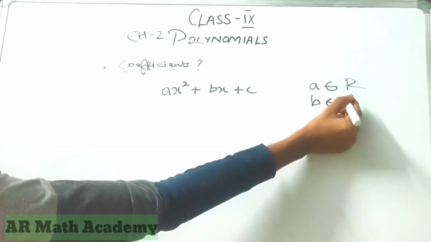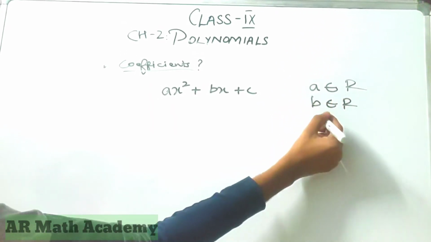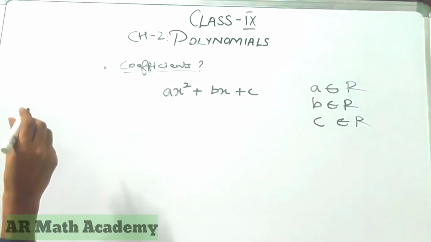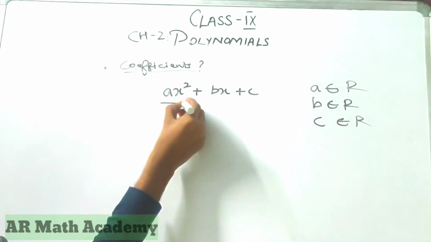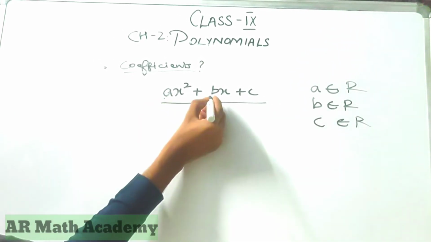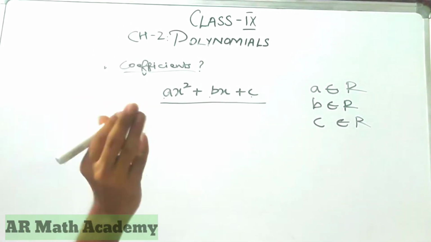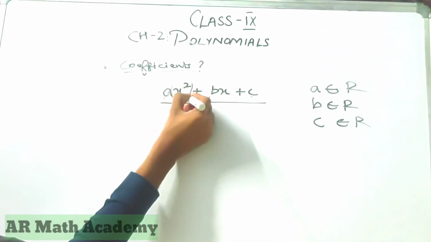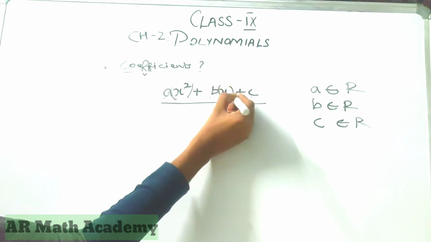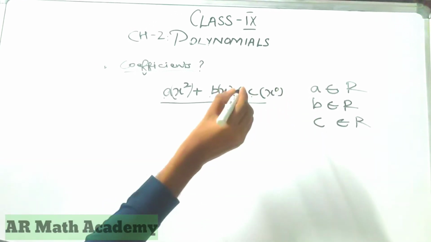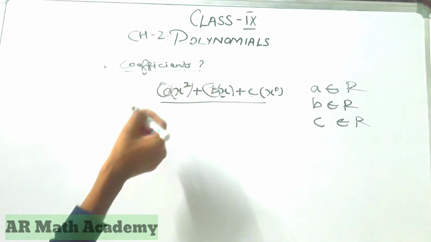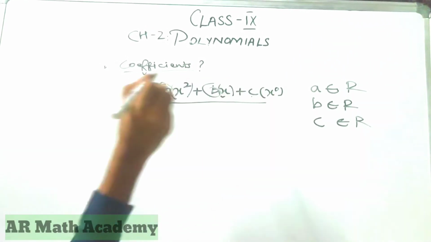Similarly, b also belongs to any real number. That is the same for c. So c also belongs to any real number. So what are coefficients? Well, in this equation, a, b and c are the coefficients. Why are they the coefficients? Because they are the coefficients for this x square, this x and this x power 0. So they are the numbers which precede the x term. So a, b and c are the coefficients.